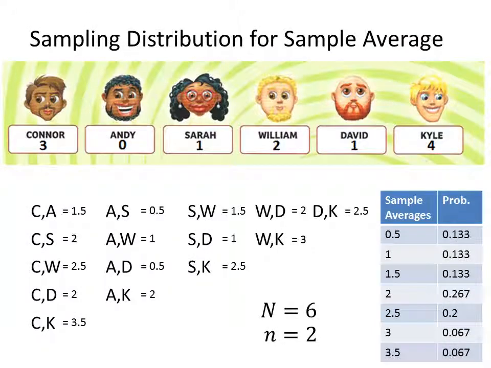Here would be an example of such a population. We have 6 different people, and we're going to look at all the possible samples of 2 that we can pull from that population. Taking all the possible sample averages and putting them into a probability distribution gives us what we call a sampling distribution.